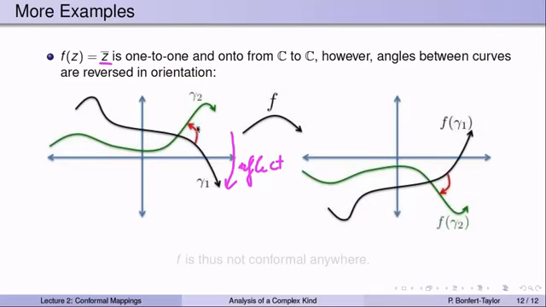But whereas the angle from gamma 1 to gamma 2 was counterclockwise, the angle from f of gamma 1 to f of gamma 2 goes clockwise. So even though the magnitude of the angle hasn't changed, its orientation has changed. That is not allowable for a conformal mapping, and therefore this mapping is not conformal anywhere.